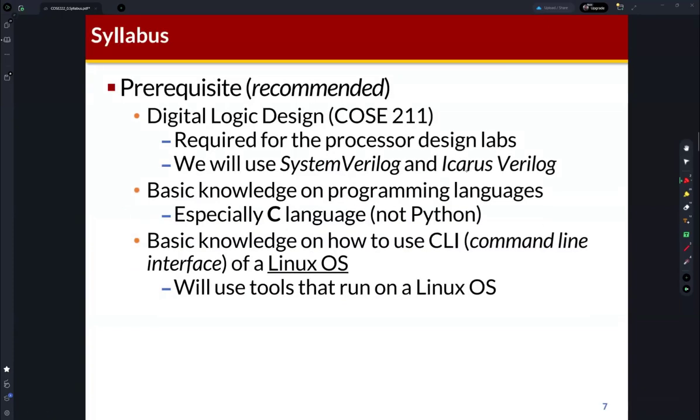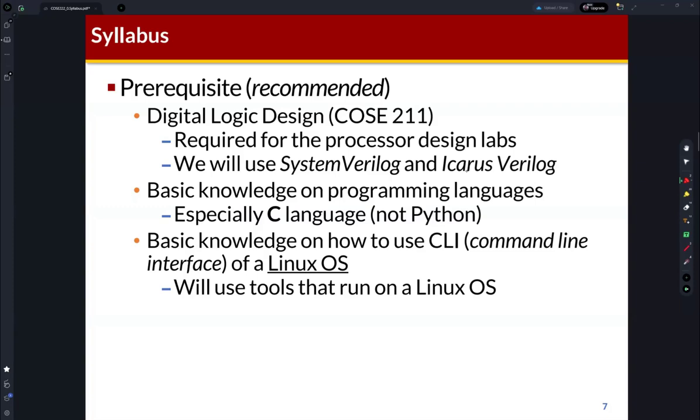So this is the prerequisite of this course. I expect that the students took the digital logic design course. It is because in this course, I will provide several design labs, and in these design labs, you need to use an HDL, a hardware description language. We will use SystemVerilog, right?